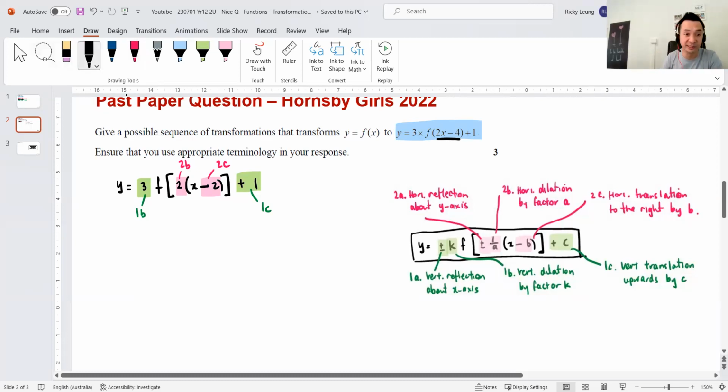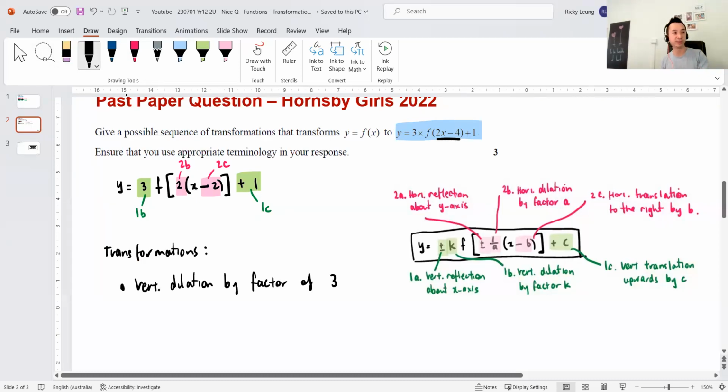Because once you have the order, it's just about putting bullet points that describe it in that order, right? So if I said to you, transformations were 1B, so that's vertical dilation by factor of 3, right? Simple as that, nothing more to that. The last one there, vertical translation upwards by 1.